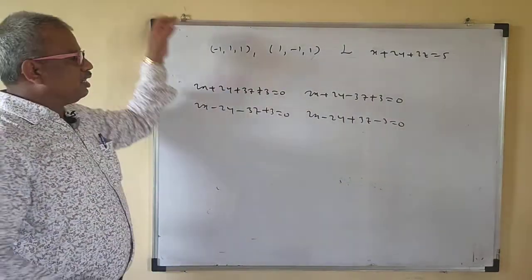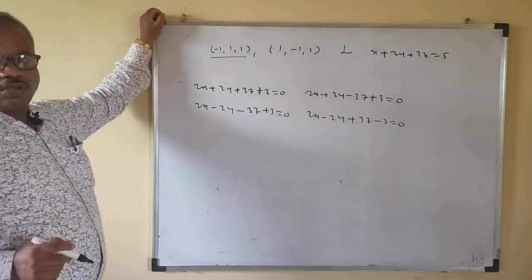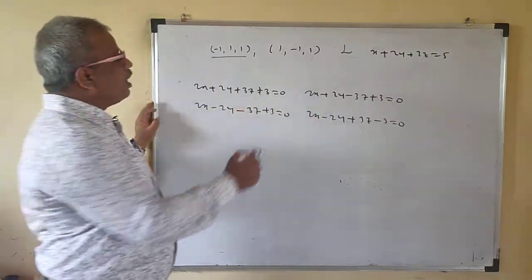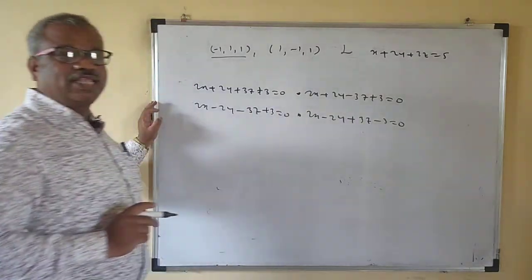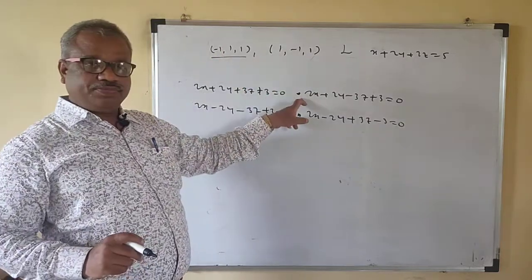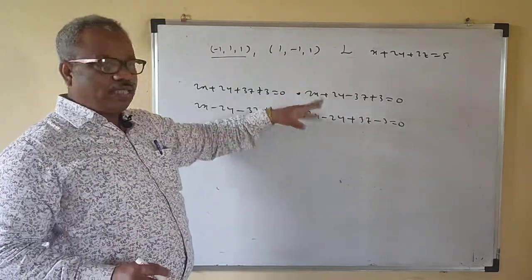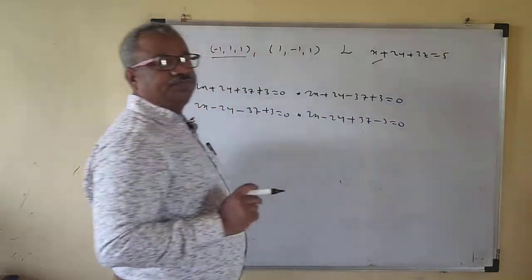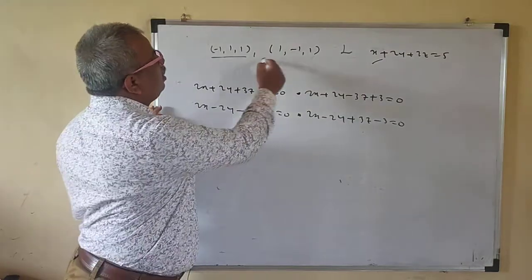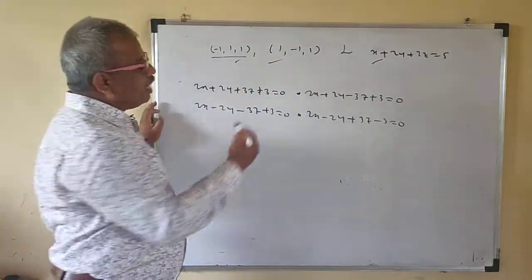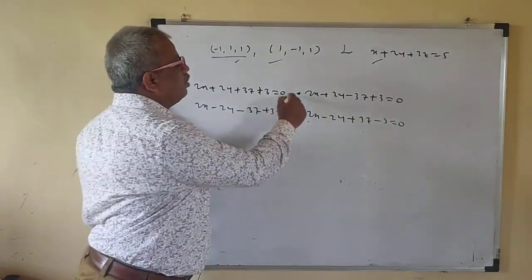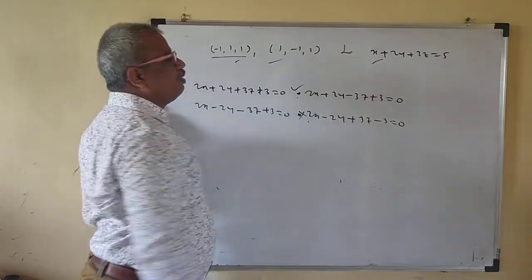So do one thing, only for this point: check whether each option satisfies it. If there are two planes which are satisfied by this point, then check for this one; if both are satisfied, then check the perpendicularity. If only one equation satisfies the point, and the others do not, then the others will not be your option, and this will be your correct option.